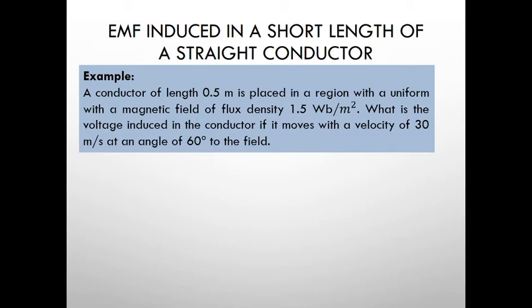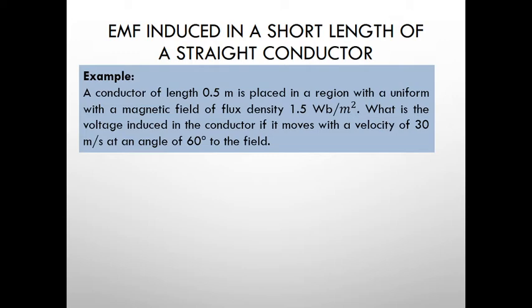Okay, so example: a conductor of length 0.5 meters is placed in a region with a uniform magnetic field of flux density 1.5 Weber per meter squared. So that is, in short, Tesla. What is the voltage induced in the conductor if it moves with a velocity of 30 meters per second at an angle of 60 degrees to the field?